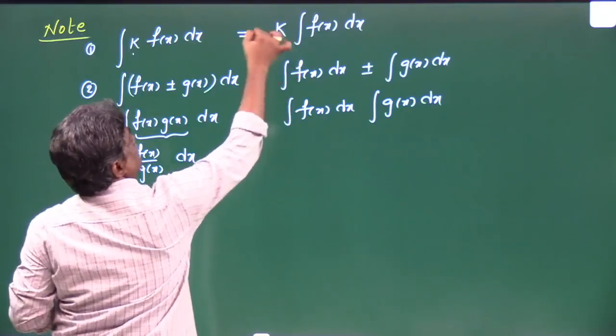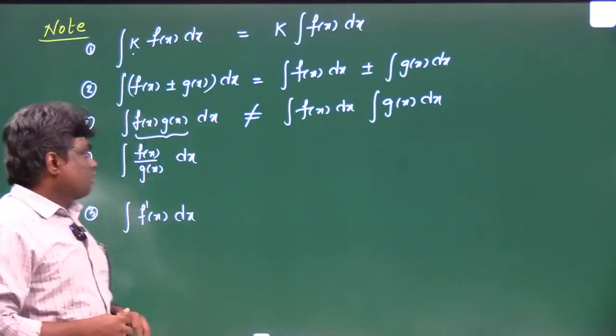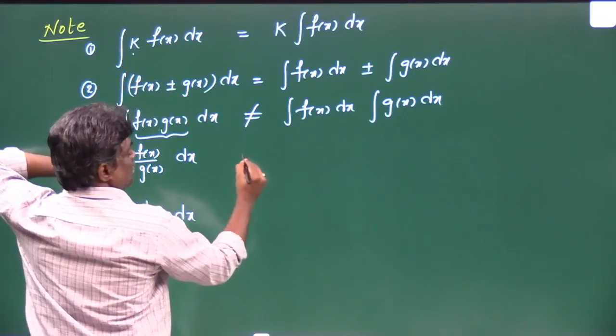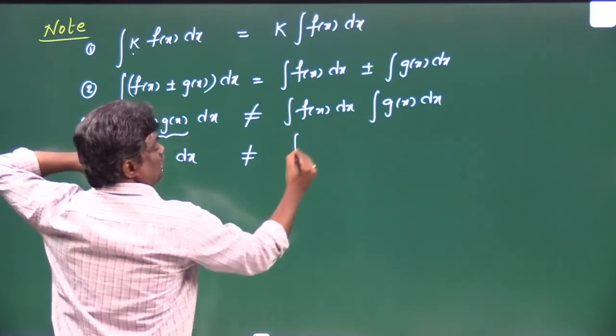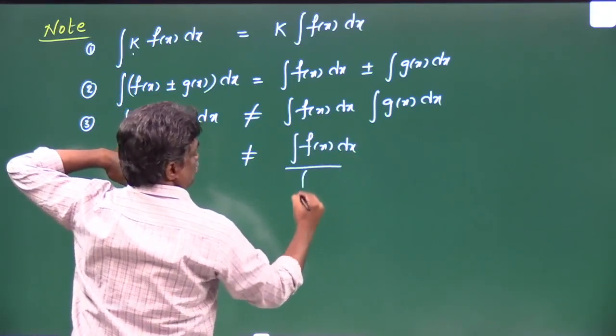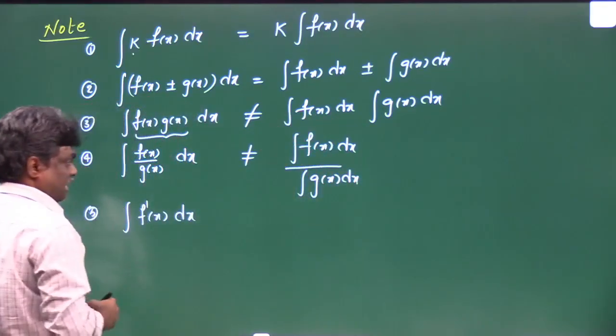Whenever a constant is there, you can write it outside. Whenever plus or minus is there, you can split. But whenever a product is there, we cannot split like this. And this also is definitely not equal to numerator integration by denominator integration. It is not possible. These two are not correct.